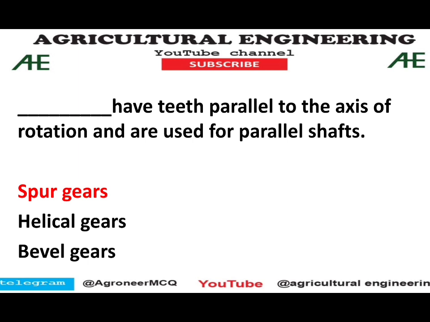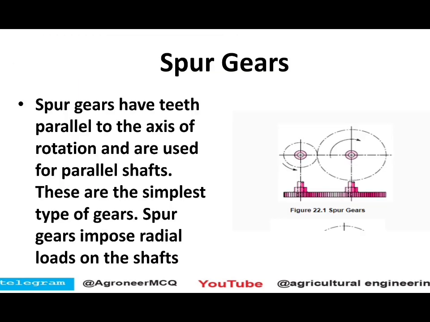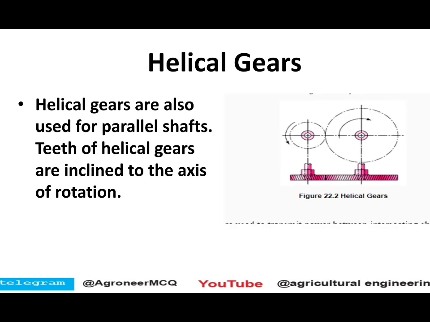Spur gears have teeth parallel to the axis of rotation and are used for parallel shafts. These are the simplest types of gear. Spur gears impose radial loads on the shafts. Helical gears are also used for parallel shafts. Teeth of helical gears are inclined to the axis of rotation.